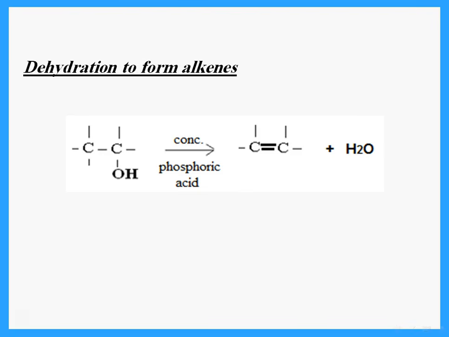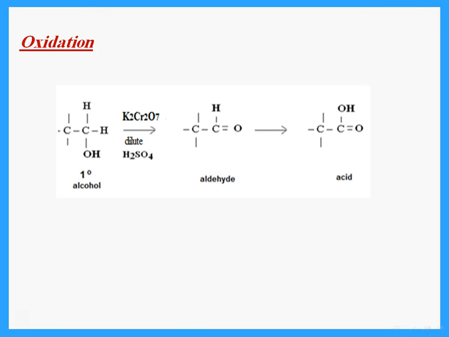Another reaction is the dehydration of alcohols to form alkenes. So if I want to remove the OH and change the alcohol into an alkene, I can heat it with concentrated phosphoric acid. So that will remove H and OH, so it removes water and forms a double bond between the two carbons. The other reaction is oxidation of alcohols.